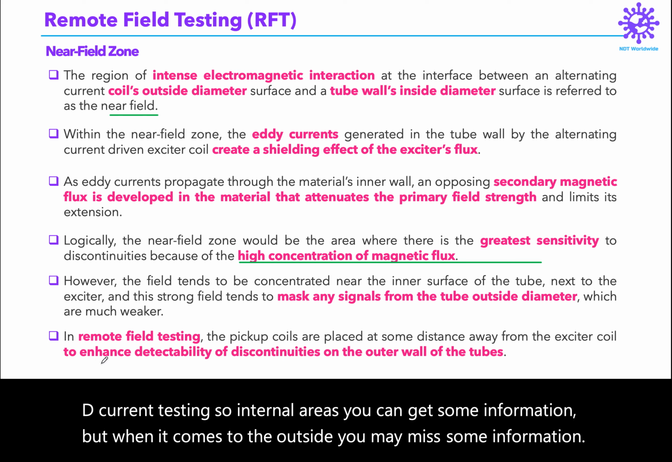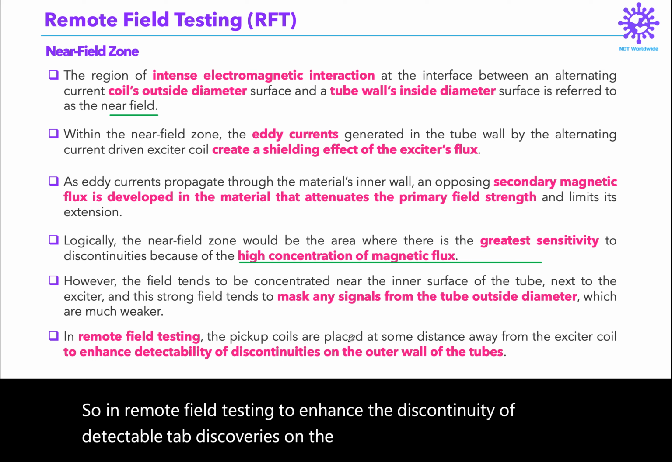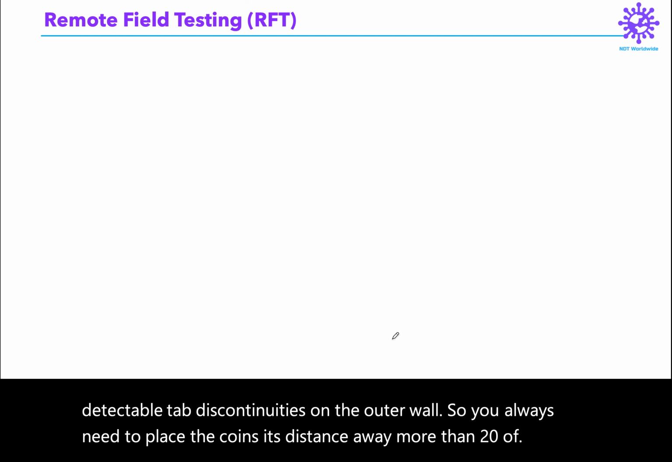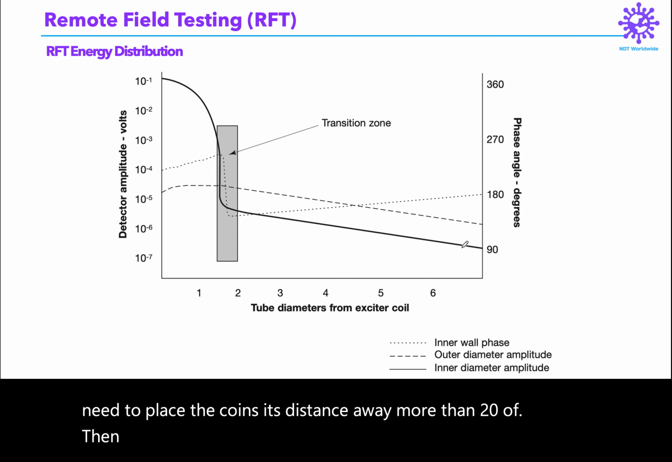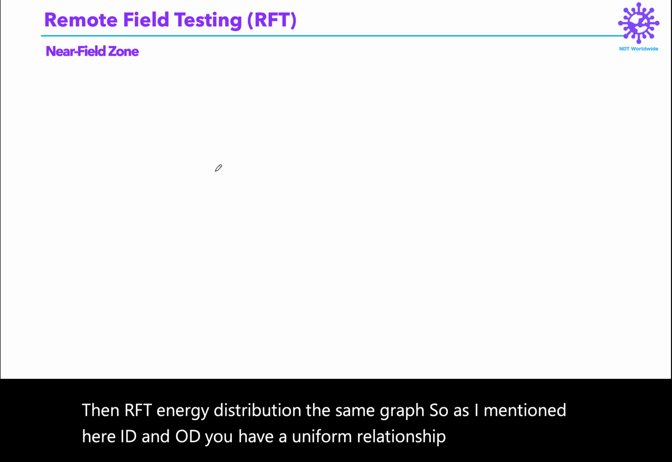So in remote field testing, to enhance the detectability of discontinuities on the outer wall, you always need to place the coils at a distance away, more than 2.5 times the diameter. Then the RFT energy distribution, the same graph. As I mentioned here, ID and OD have a uniform relationship, but here the transition zone is weaker.